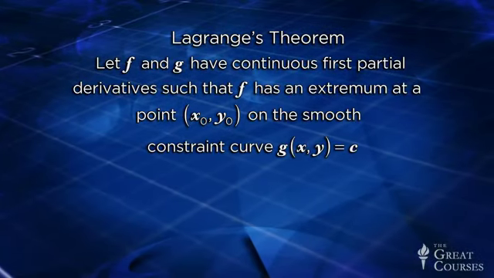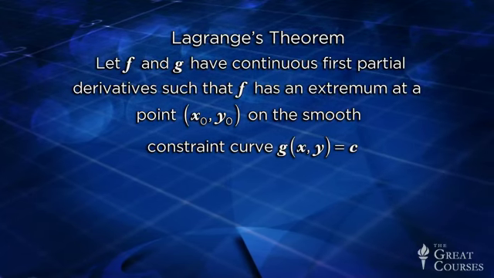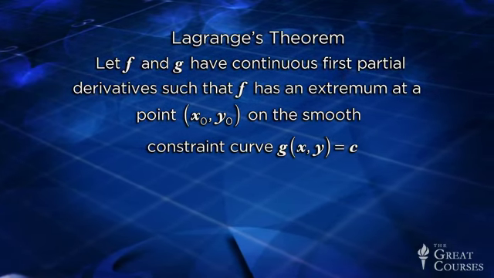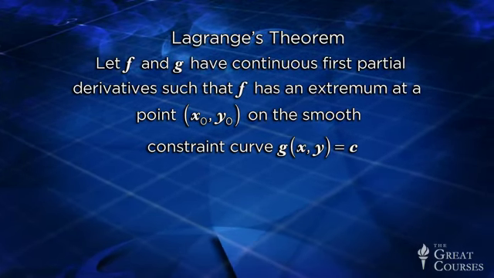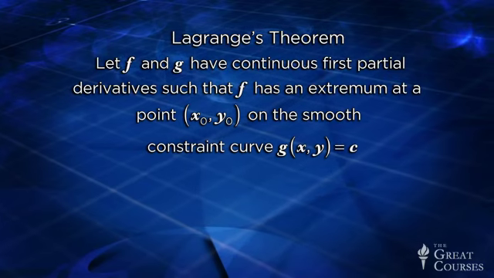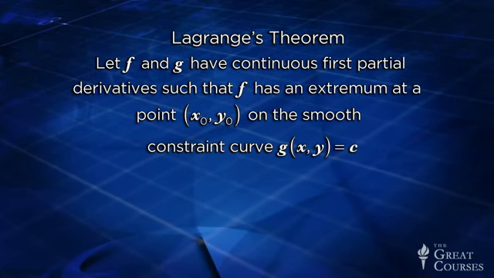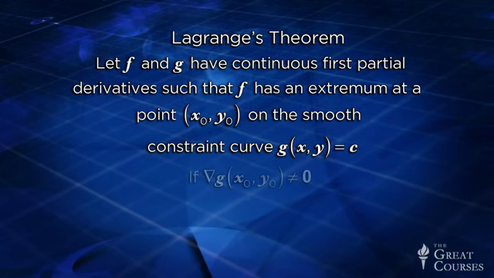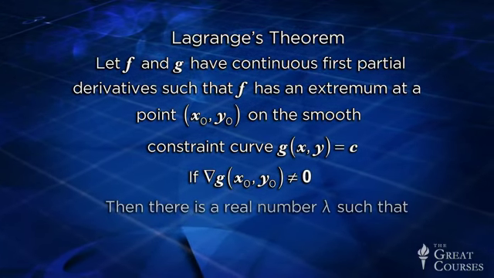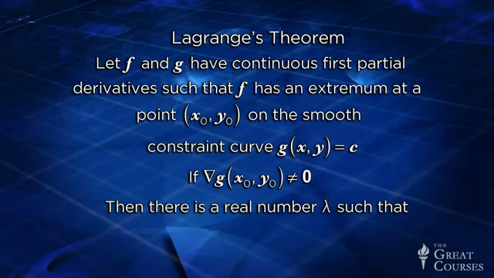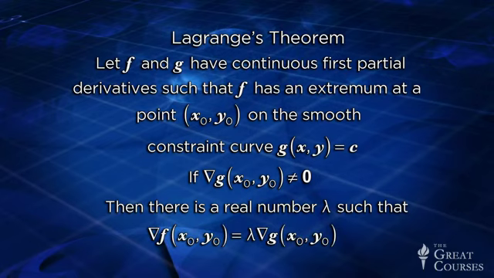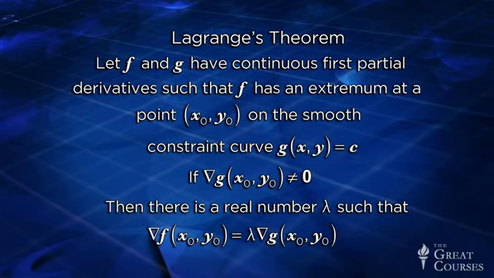So here's Lagrange's theorem. I think we've got it all set up now. Suppose f and g are nice functions, with continuous first partial derivatives, and that f has a maximum or a minimum at a point (x0, y0) on the smooth constraint curve g of (x, y) equals c. Now, as long as the gradient of g is non-zero, there exists a real number lambda, the Lagrange multiplier, such that the gradient of f is lambda times the gradient of g.